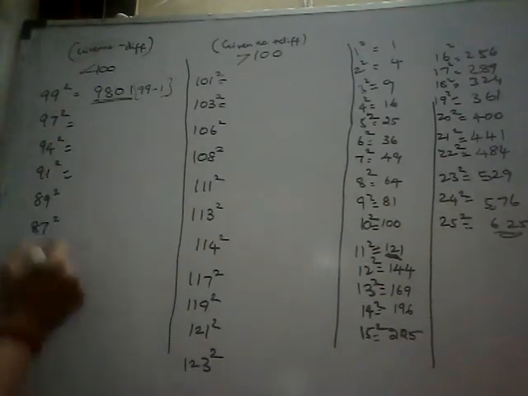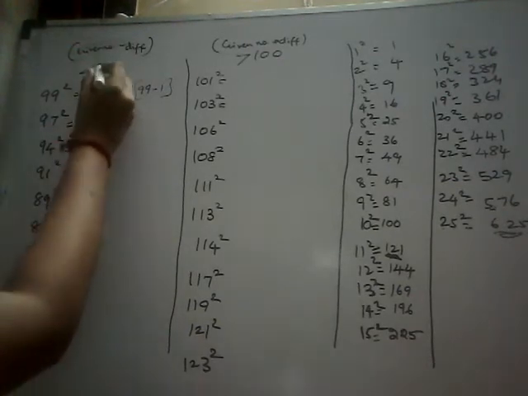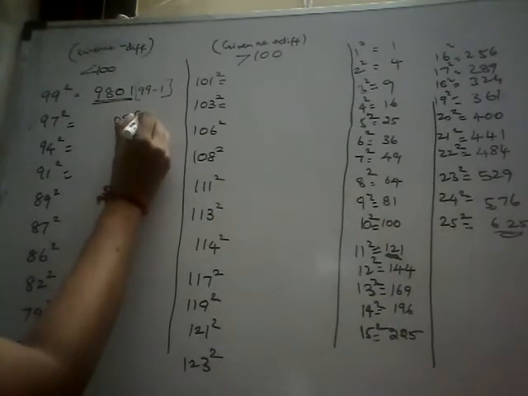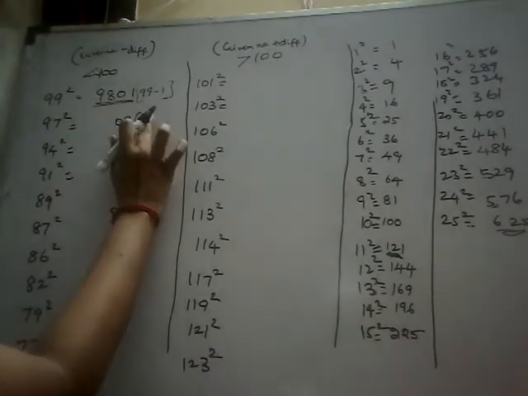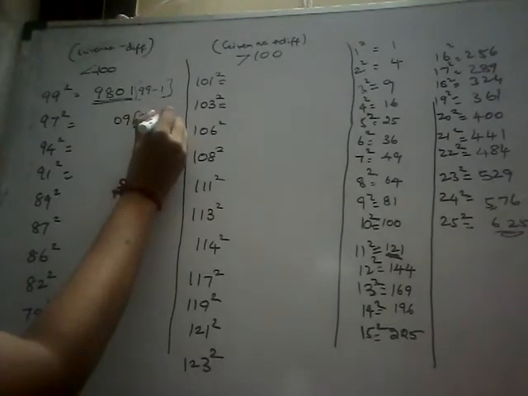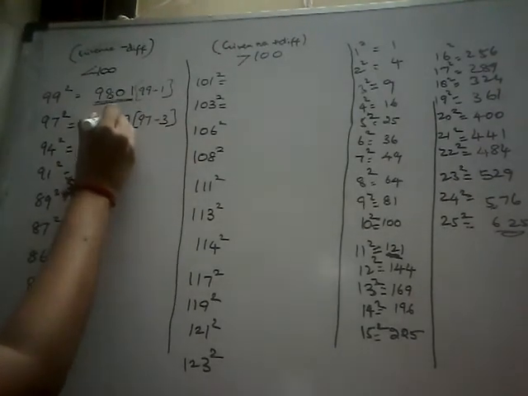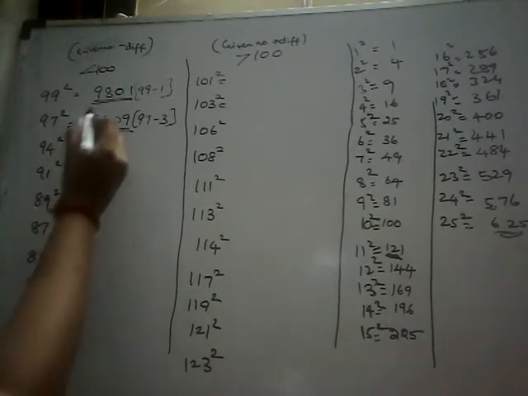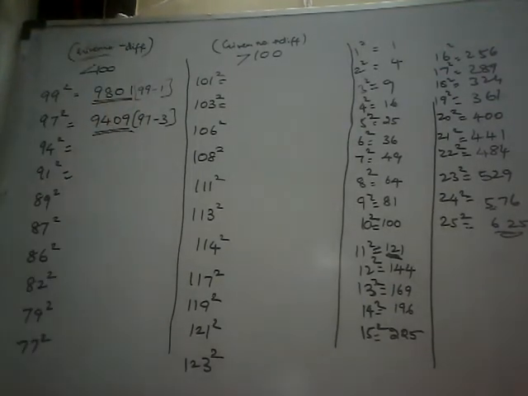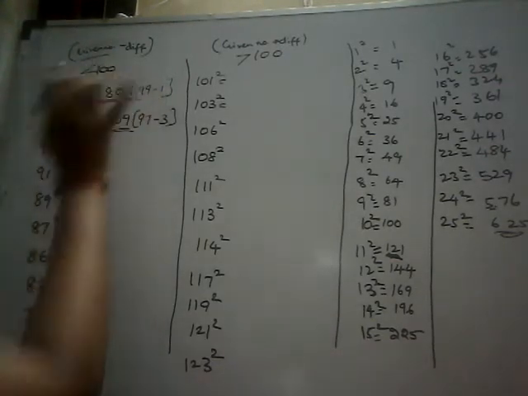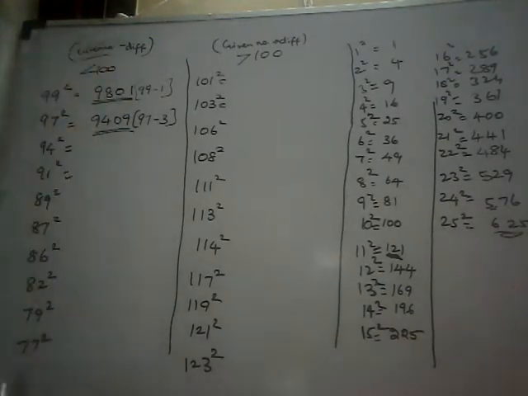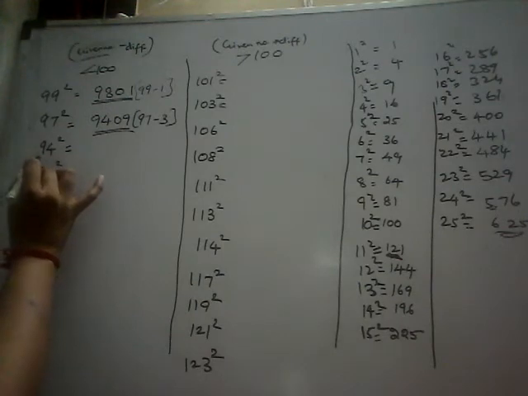Just try it for the remaining. What is 97 squared? How much is the difference from 100? It is 3. 3 squared is 9. The given number is 97. So 97 minus 3, that is 94. 9409. So you are going to subtract the difference number from the given number. That's what I stated here. So you find the difference from 100 first of all, and subtract the difference from the given number and write.